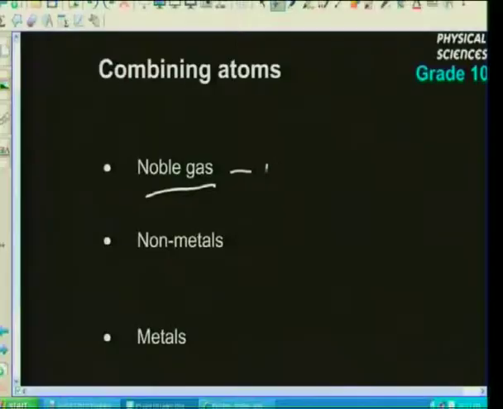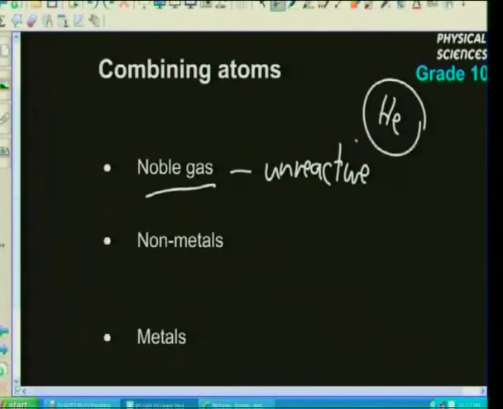Noble gases are unreactive. So even if I have some noble gas, some helium or some argon in a tube, it will be atoms floating around. Noble gases are made of atoms that don't link together. They don't combine. Put the heading there, combining atoms. Remember, they are unreactive. There is no bonding. There's no joining together.